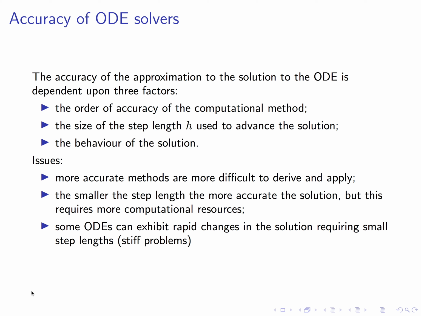And the third thing that affects the accuracy is the behaviour of the solution. So if you have a solution which has a rapid change in the value over a small period in the independent variable, i.e. a very steep curve, you have what we call a stiff problem, and this requires very small step lengths. So these are a few things which we have to consider when dealing with ODE solvers.